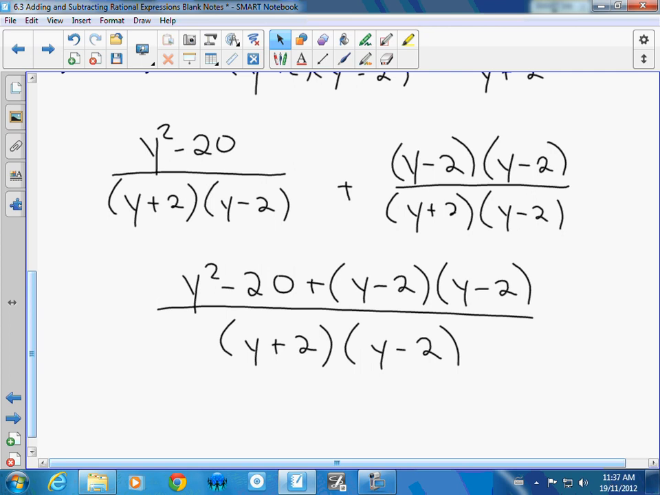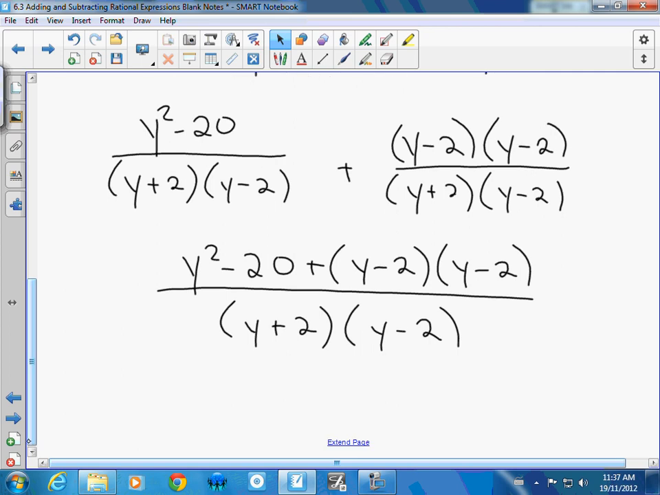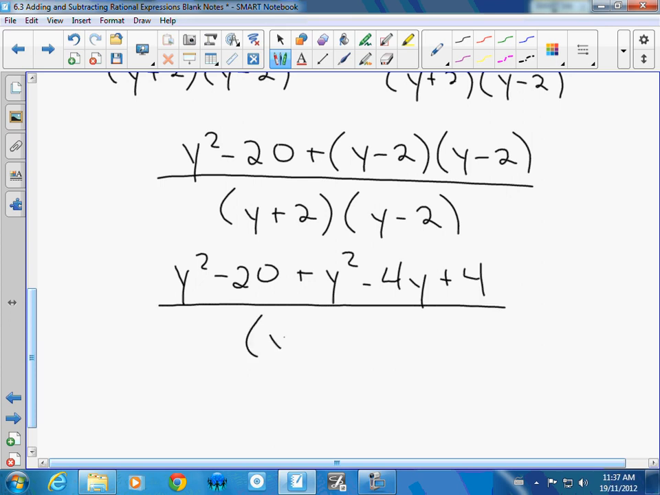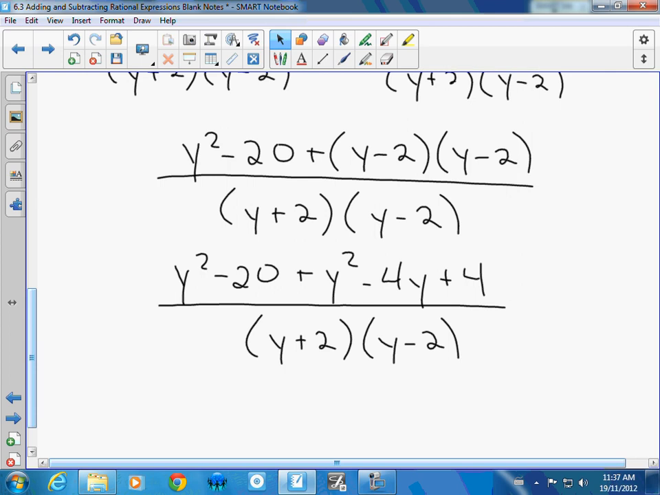No, you're not done. Somehow you have to take that top part and simplify it as much as you can. No, that won't work because you can't take a 2 out of anything. What do you see here on the top? Do you see 2 binomials? Could you FOIL those? Okay, let's do that. So we've got y squared minus 20 plus y squared minus 4y plus 4 all over top of y plus 2, y minus 2. Basically, I took the 2 binomials at the end and FOILed them out. As long as I did that correctly. Make sure you always double check my work here.